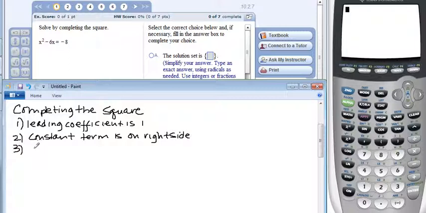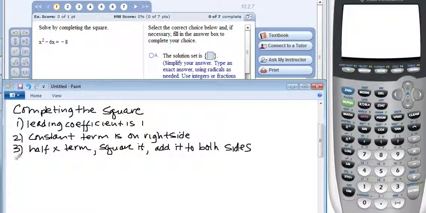Third one is to half the x term, square it, add it to both sides. Fourth step is to factor, and the fifth step is to solve.